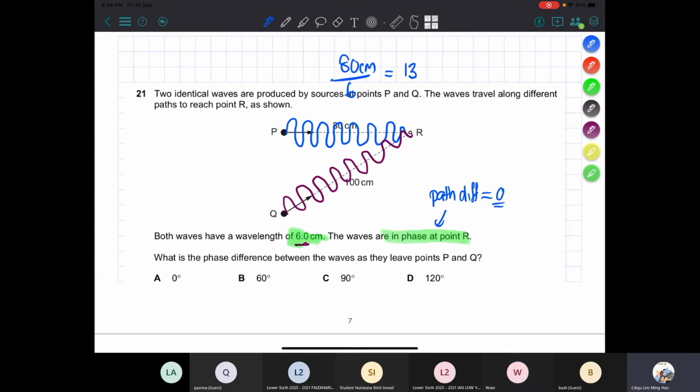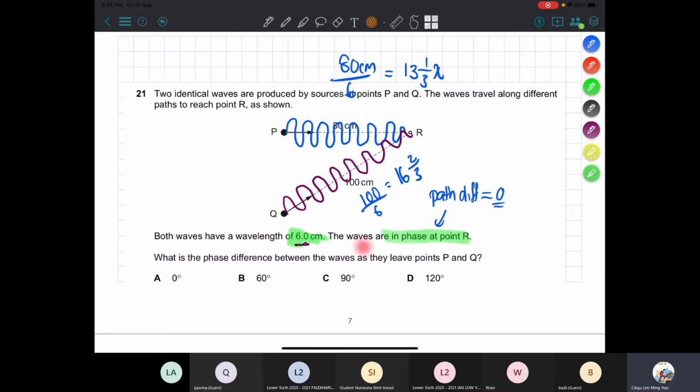13.3 doesn't fit. Why, it's 13 1/3. Must we convert to meters, sir? No, this is wavelength, and one wavelength is 6 cm. This one, 100 divided by 6, is 16.6. So it's 16 2/3, right? Why is the question like this?